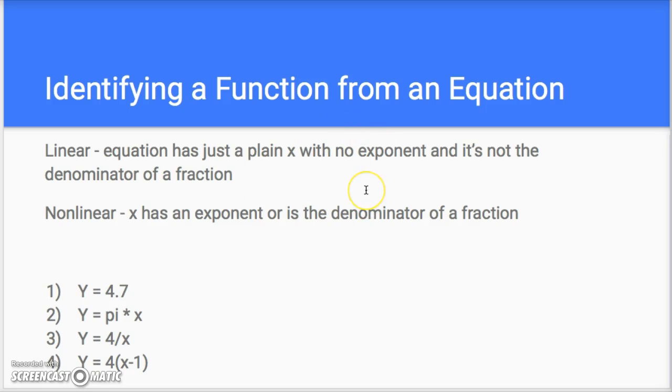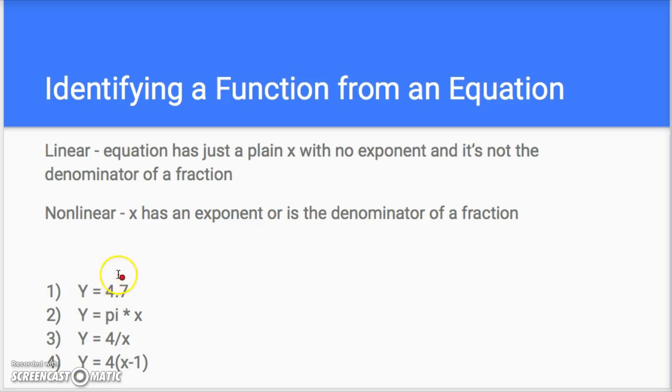So if you look at your equation and the x is just plain with no exponent, it's going to be linear. It's nonlinear if the x has an exponent, x squared, x cubed, x to the fourth, any of that, or if x is the denominator of a fraction. So if you have like 1 over x or 6 over x, something like that, that would be nonlinear. So we have 4 examples here, and we're just going to say if they are linear or not.